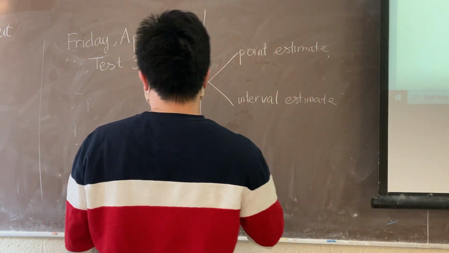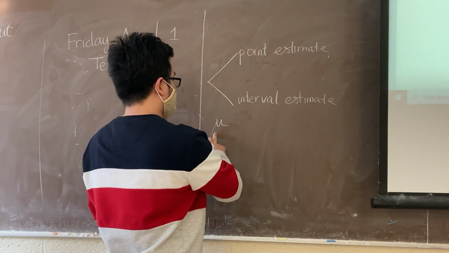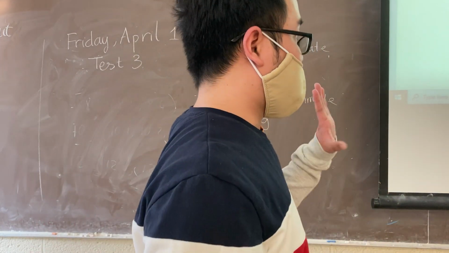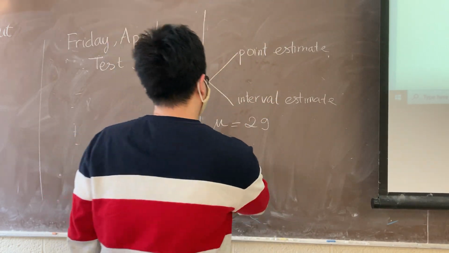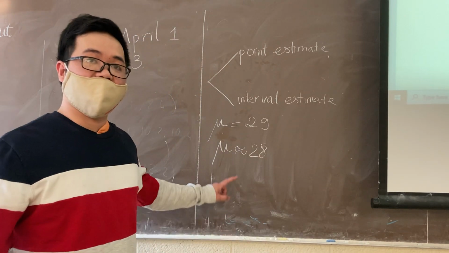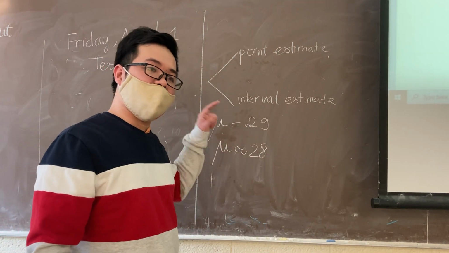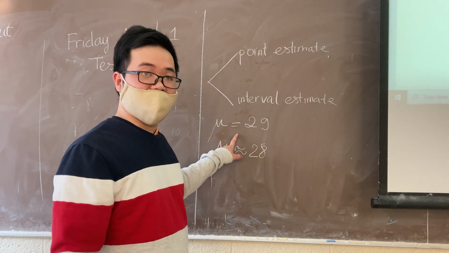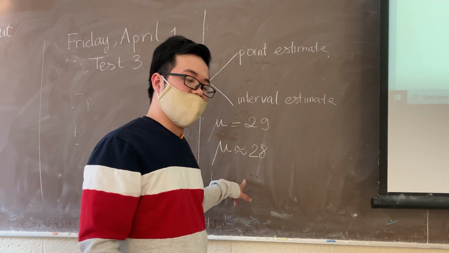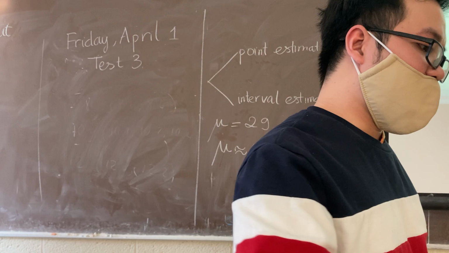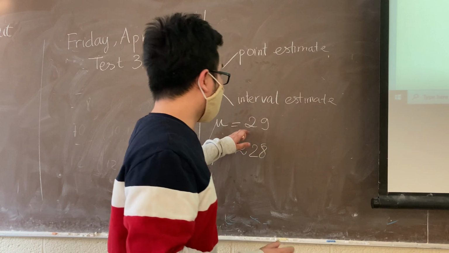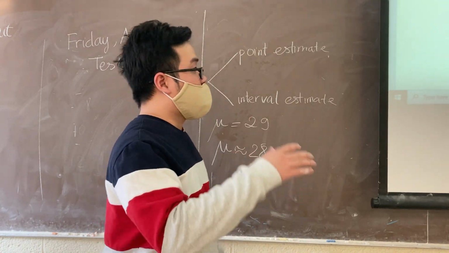For example, I assume the population mean is 29, and I estimate the mean to be approximately 28. This is the point estimate. I give one number for the population mean. That is the point estimate. Clear, right? With a point estimate, I give one exact number for the population mean or other parameters.